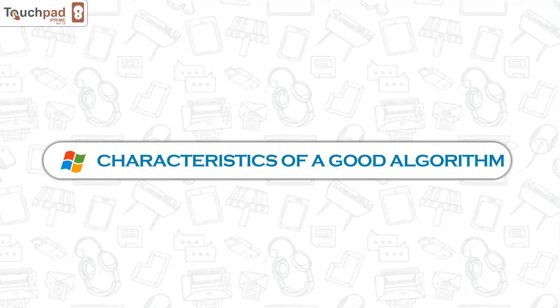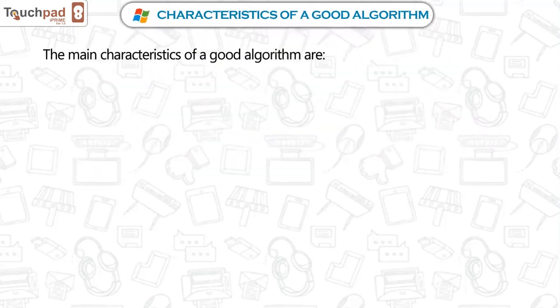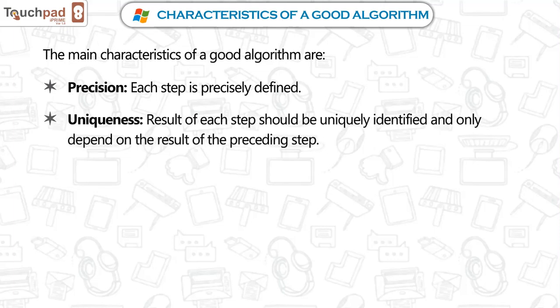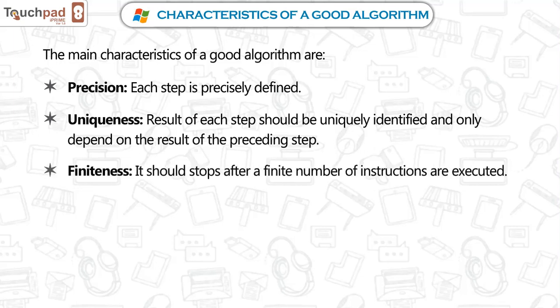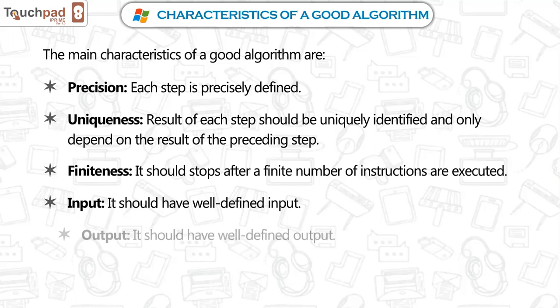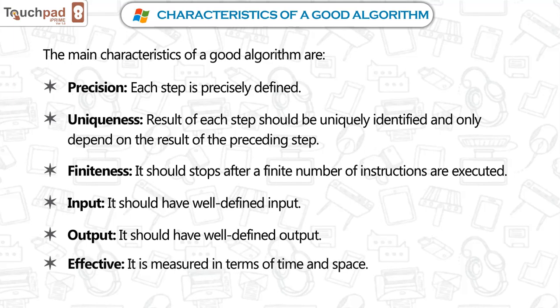Characteristics of a good algorithm. The main characteristics of a good algorithm are: Precision. Each step is precisely defined. Uniqueness. Result of each step should be uniquely identified and only depend on the result of the preceding step. Finiteness. It should stop after a finite number of instructions are executed. Input. It should have well-defined input. Output. It should have well-defined output. Effective. It is measured in terms of time and space.